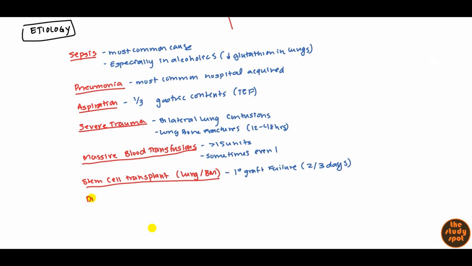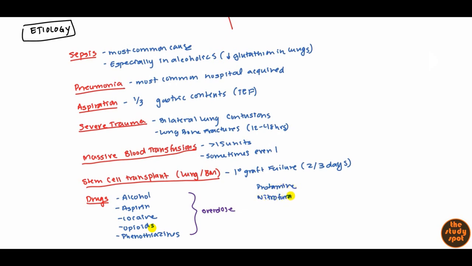There are some drugs that you want to remember. Drugs such as alcohol, aspirin, cocaine and opioids, which are generally misused drugs, and phenothiazines. Now, these 5 drugs actually cause ARDS when patients have an overdose. So at usual doses, it shouldn't cause ARDS, but at overdose, they can. Now, drugs such as protamine, nitrofurantoin, and other chemotherapy drugs are not necessarily dose dependent. They have more of an idiosyncratic reaction. So depending on certain individuals, they might just be susceptible, and it doesn't necessarily have to do with taking too much. So these are the most common causes.